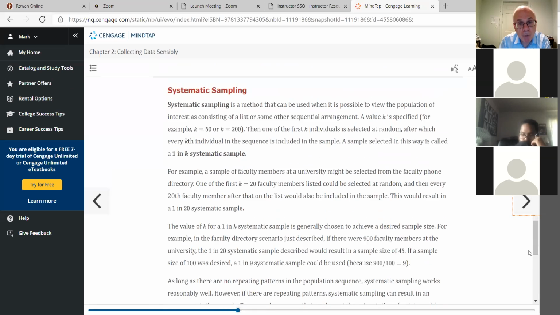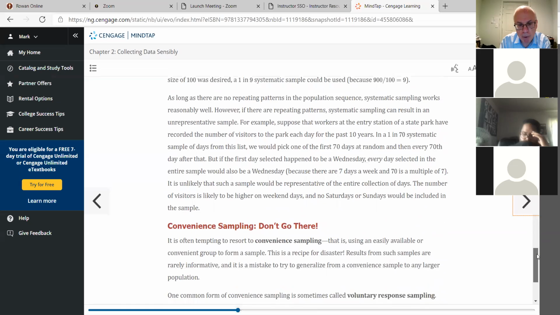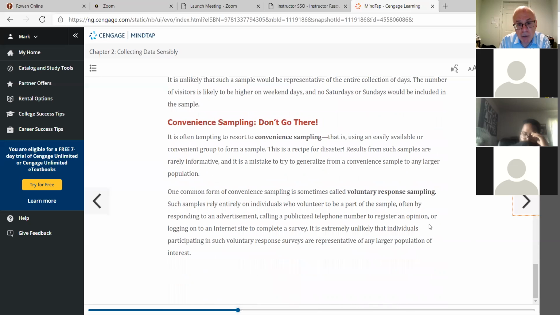And systematic sampling is where you pick some number randomly from 1 up to a certain number, like 50 or 200, and then every 50th or every 200th person after that will be selected in the sample. That's called systematic sampling. You should make sure you understand that by looking at the example in the book. And know that convenience sampling or voluntary sampling is not random sampling, and therefore we cannot generalize the results to the population.